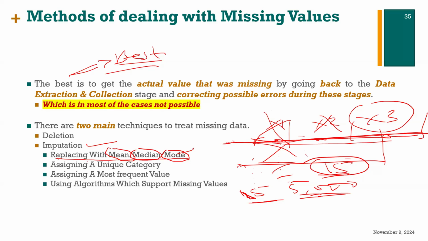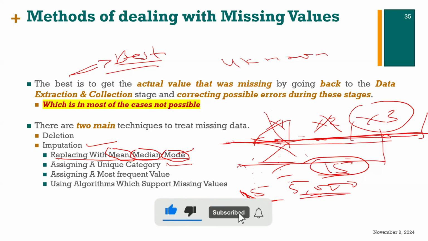You can also assign a unique category. It means you look for a particular category that is not even present. We have two classes of students, good and bad, in that classification problem, but one has a missing value. So we can create a new category of student: unknown. That is going to be a unique category. Unknown means we don't know whether it's bad or good. You create it as a third value in that particular column.